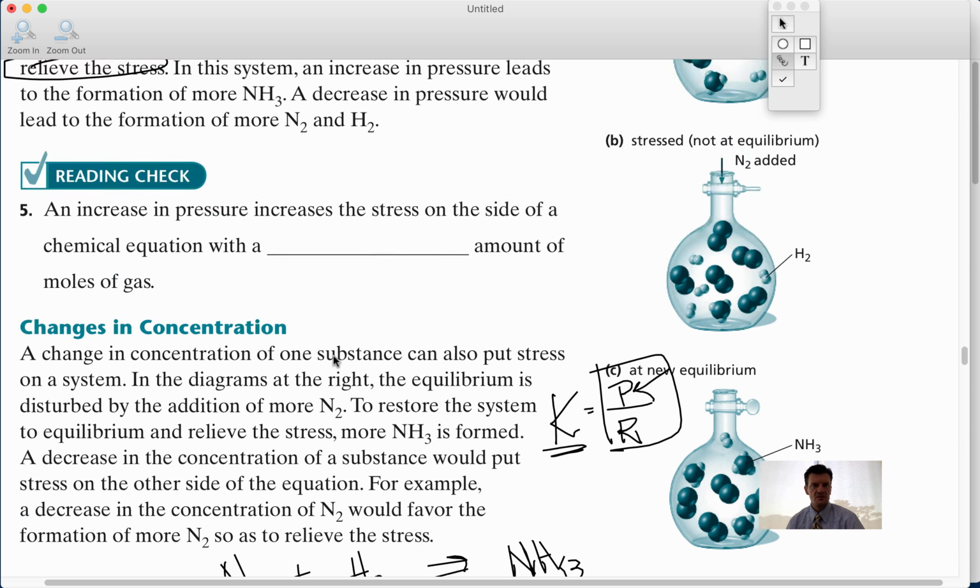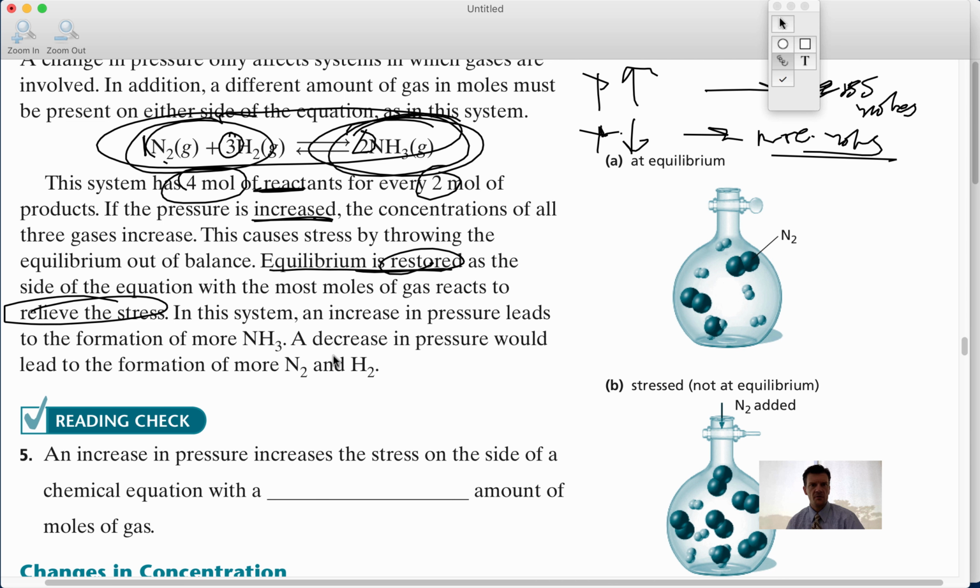And I think this was 2 and 3? Oh, 3 and 2, okay.